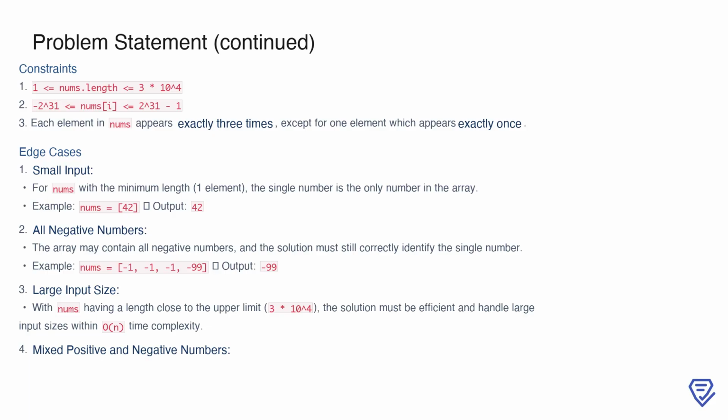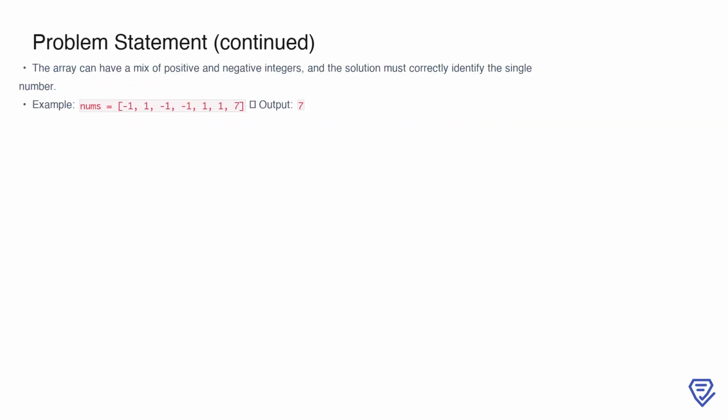For edge cases, if the array has only one element, such as nums equals 42, then that single number is the output. Arrays with all negative numbers, such as nums equals -1, -1, -1, -99, must still return the correct result, which in this case is -99. For large input sizes near the upper limit, the solution must remain efficient and operate in O(n) time. Additionally, the array can contain a mix of positive and negative integers.